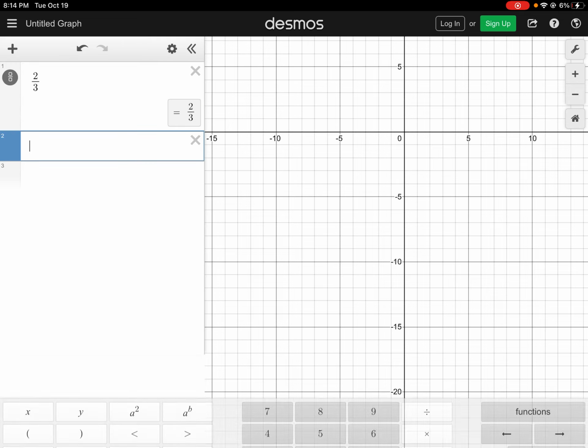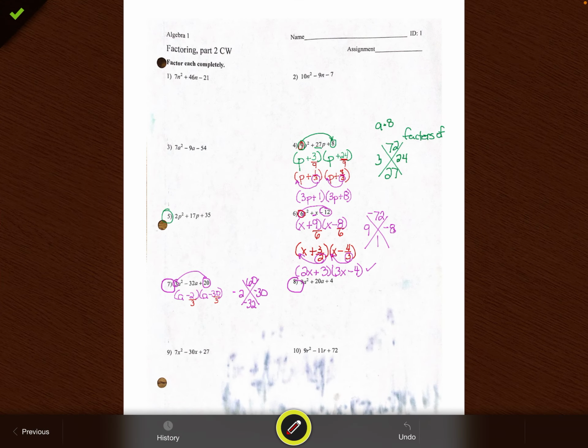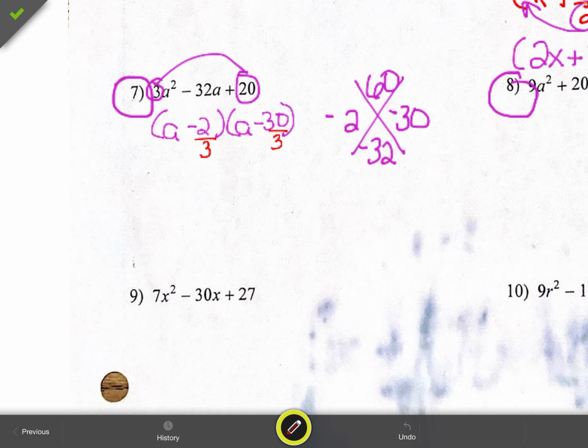Okay, 2/3 is reduced. And then what we had, 30 over 3, actually comes out to be just a whole number, so that's going to save us one little step. So the a minus 2/3 does not change. It's already reduced. The a minus 30 divided by 3 just becomes a minus 10. Okay, so slide, divide, last step.